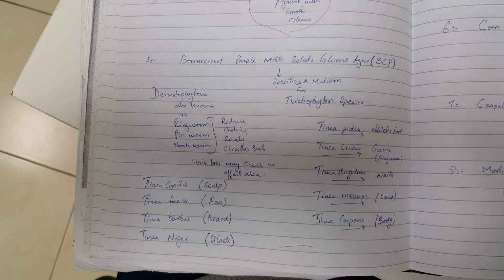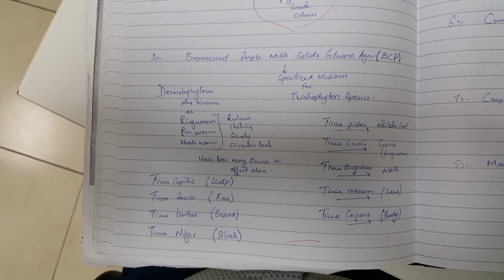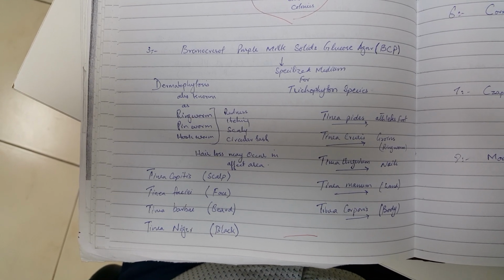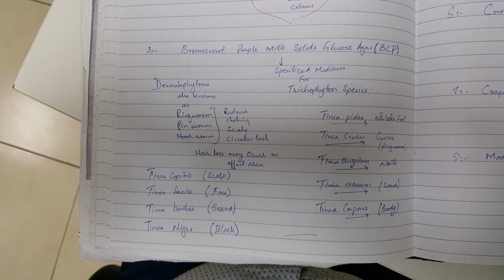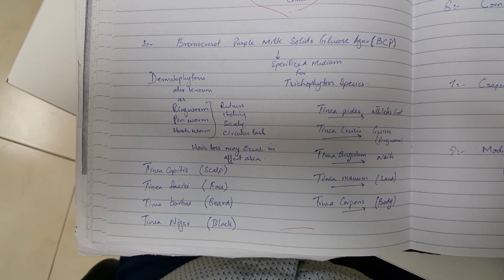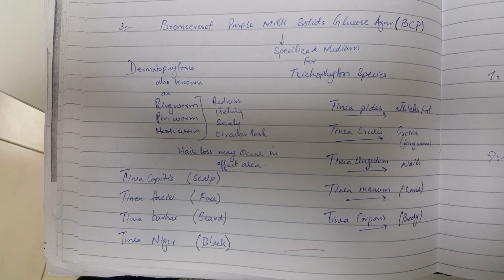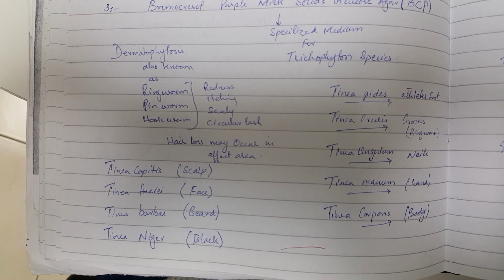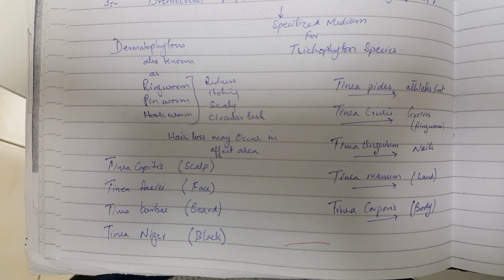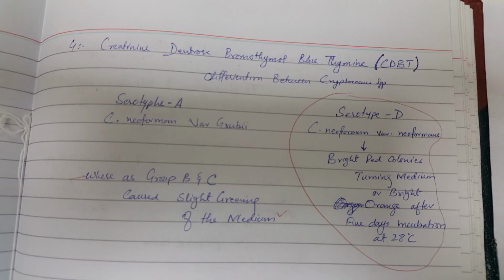These dermatophytes, Trichophyton species, are also called the tinea species because they produce infections like athlete's foot, also called tinea pedis, and tinea cruris in the groin. Tinea unguium is a nail infection, and tinea manuum is the hand, tinea corporis is the body, tinea capitis is the scalp, tinea faciei the face, tinea barbae the beard, and tinea nigra is black.